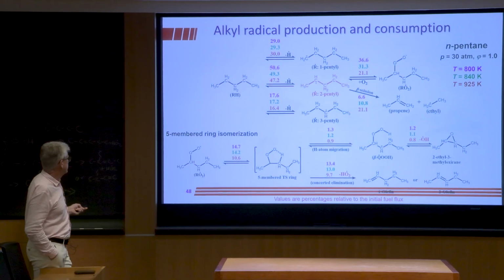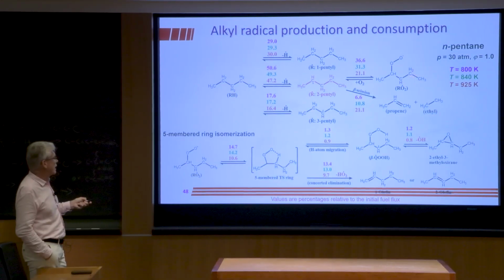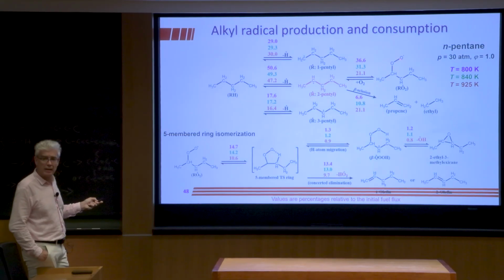So if we have then this 5-membered ring, this RO2, what happens to that? So at 800 Kelvin, as I said, we have about 73% of the fuel, 73% of all the 2-pentyl radicals. Okay. Am I right in that? No, I'm not. This is 36% of the fuel. 36.6% of the fuel gives you 2-pentyl peroxy radical.